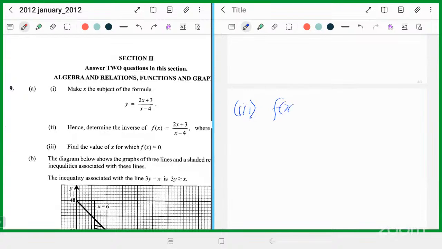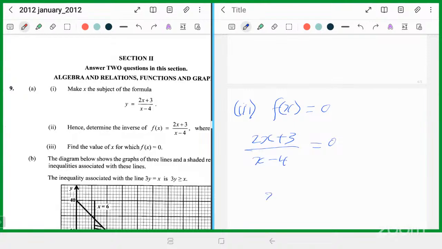f of x equals 0, meaning that 2x plus 3 over x minus 4 is equal to 0. So imagine if you take this denominator and multiply it across here by the 0. Then you're going to end up with the numerator equals 0. But that is something to know. If a fraction equals 0, then the numerator must be 0. Simple as that.